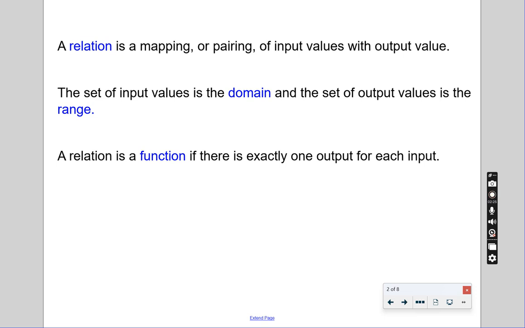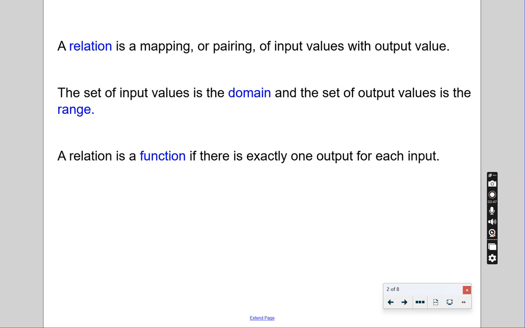All right, a relation is a mapping or pairing of input values with output values. That sounds kind of vague, right? That's because a lot of things can be a relation. So a relation just means we have inputs and outputs, and that's the only real thing we need in order to make a relation. Our inputs are called the domain, and outputs are called the range.